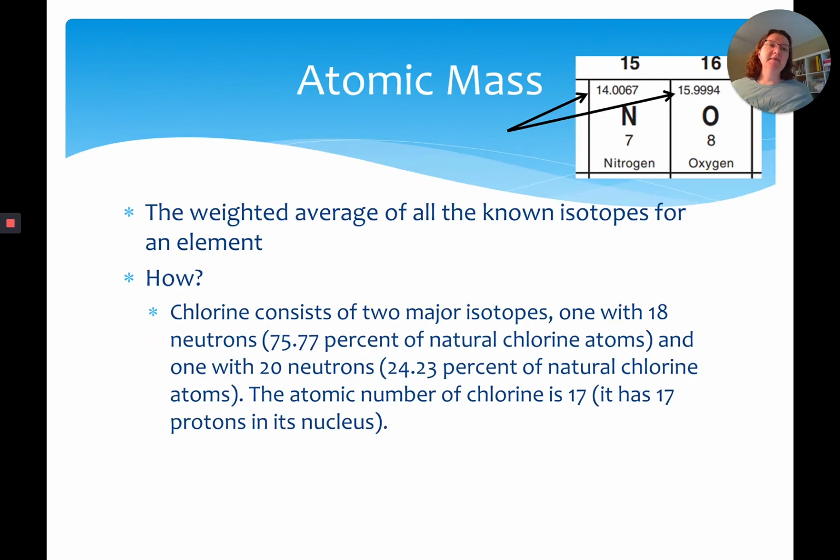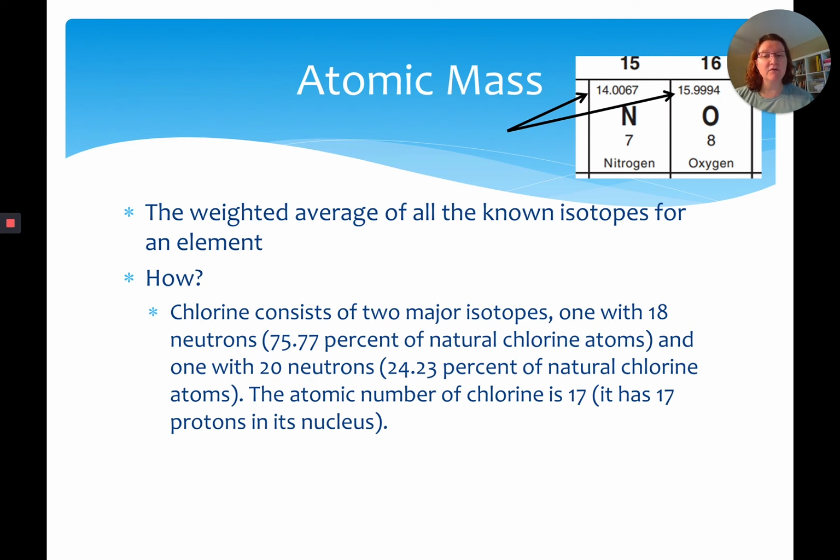Now, the atomic mass is something different. The atomic mass is the weighted average, as I said. What a weighted average does is it gives extra oomph, if you will, to the atoms that are most abundant. So if I have 100 atoms of chlorine, if I have 10,000 atoms of chlorine, let's use the numbers that we've got here. If I've got 10,000 atoms of chlorine, 7,577 of them are going to be chlorine 18.